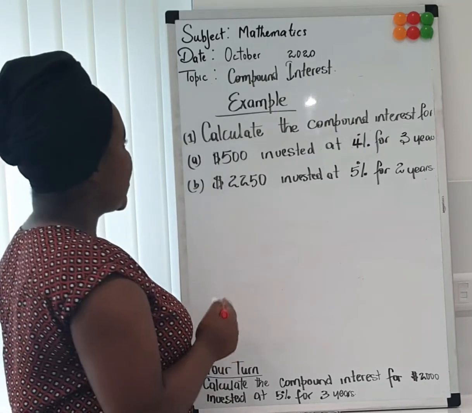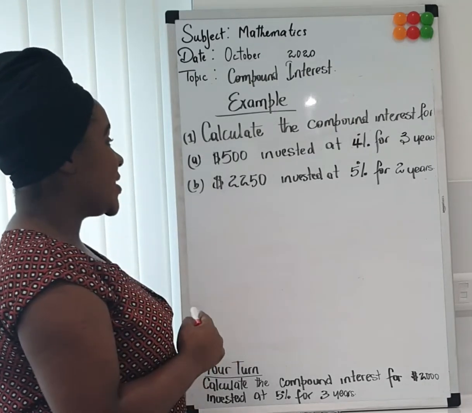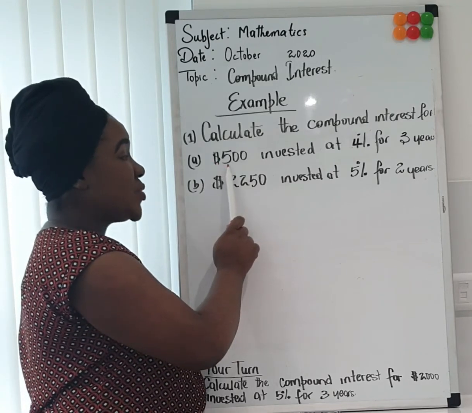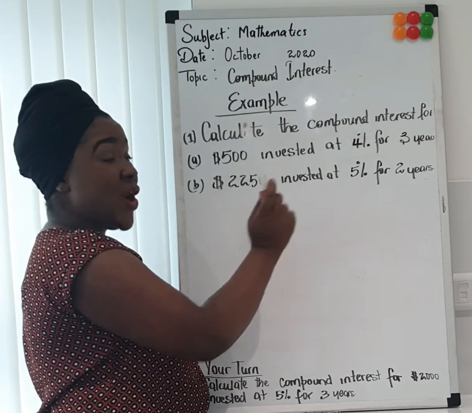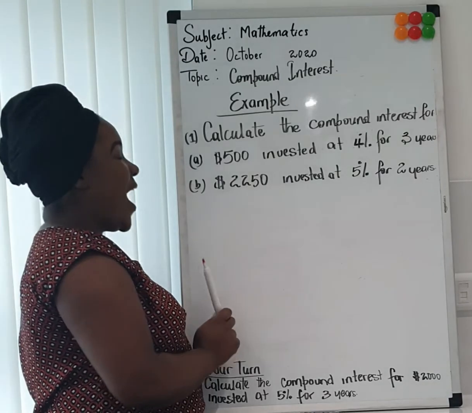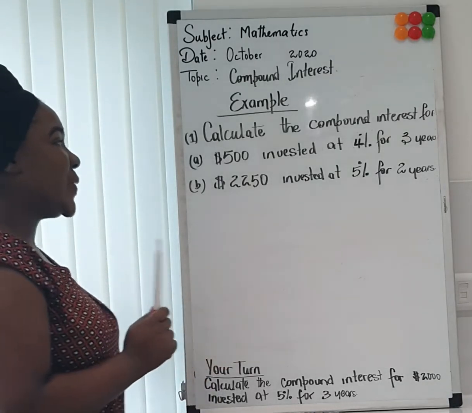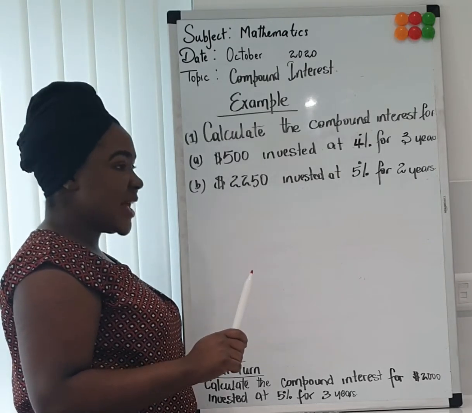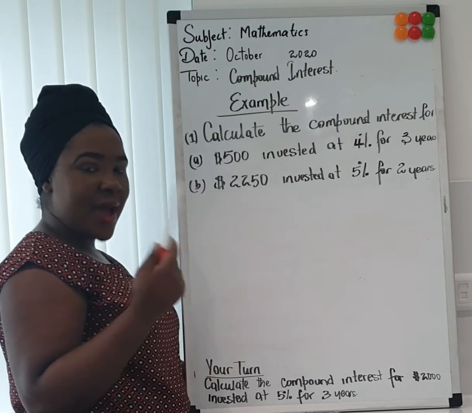Alright, so let's go with the first question here. Calculate the compound interest for $500 invested at 4% for 3 years. Alright, so what we're actually going to do is do it year by year. And compound interest is that the money continues to add up.